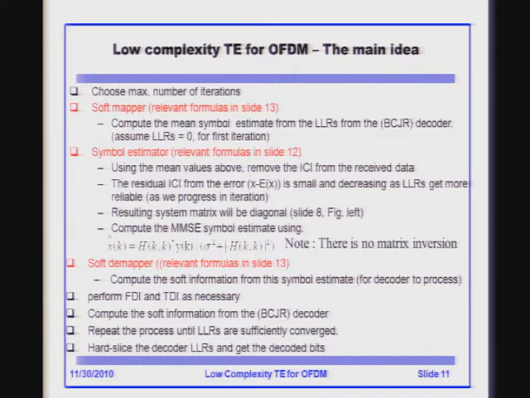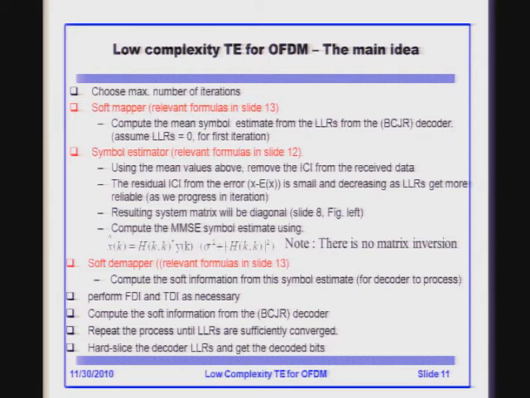Once you get the modified observations, which are ICI removed, then you can use the plain simple MMSE equation with no matrix inversion. Remember, this is an element. This is just dividing the new observation with an element and getting the new symbol estimate. So that's the idea. We will see the mathematics. And the soft demapper, which computes the soft information from the symbol estimate, also has to be modified accordingly. And the other four operations are standard, which we do for the turbo equalization.